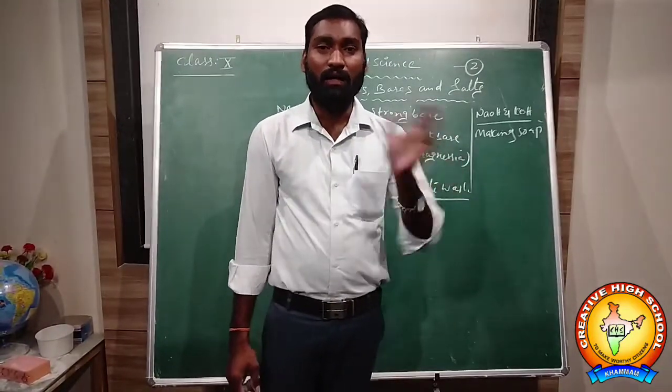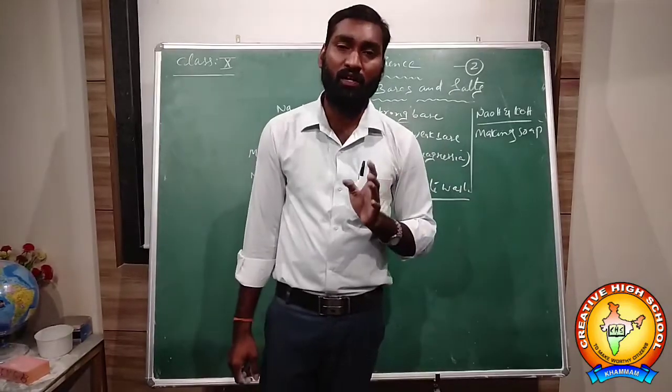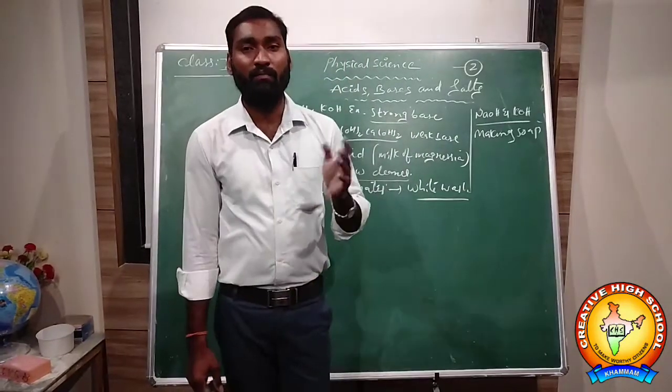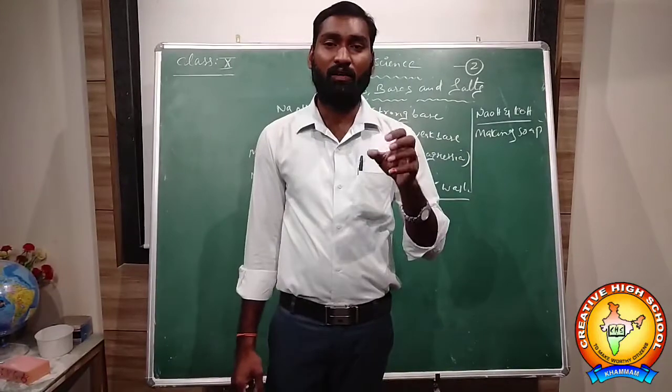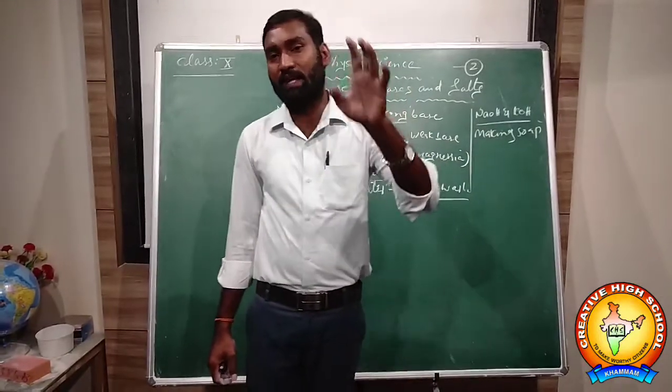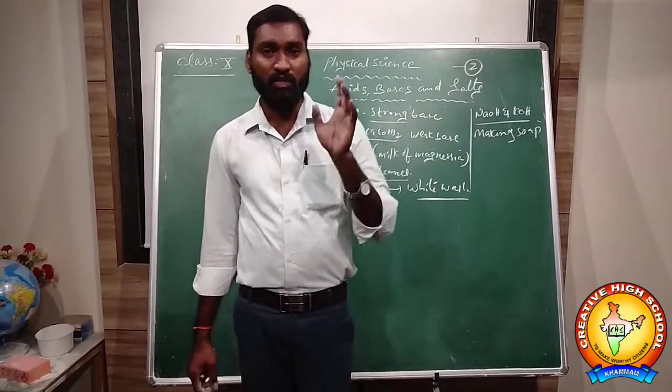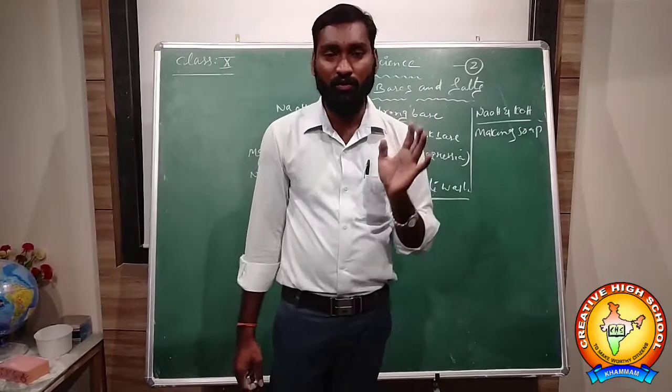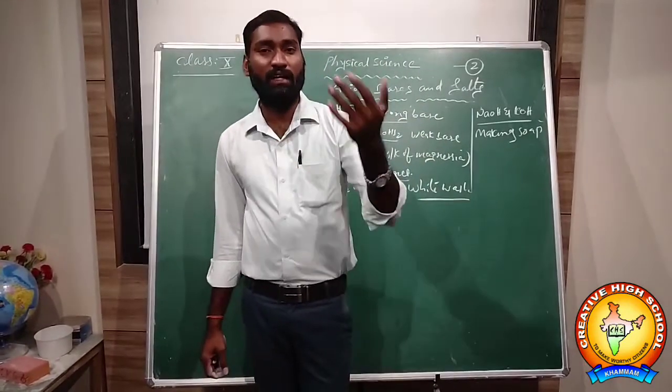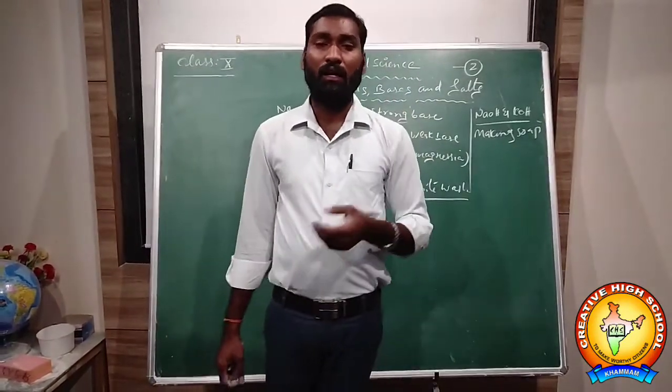So the indicators whose odor changes based on acids and bases are called olfactory indicators. That is activity 2. Activity 1, activity 2. So activity 3, which I already explained to you.